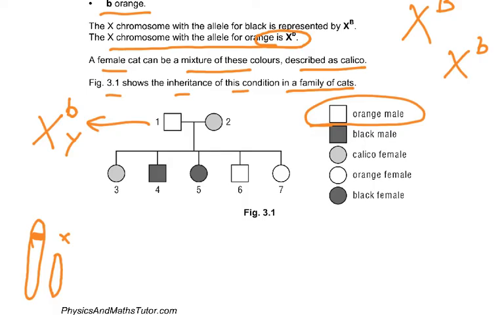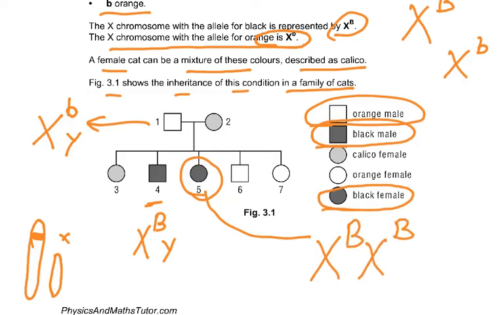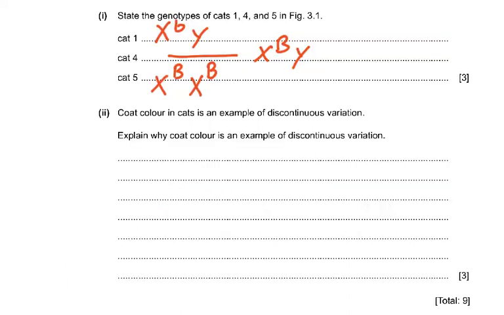Then what will be 4? What is 4? 4 is a black male. So black male would be this. So it would be X big B and Y, nothing on the Y. And then cat 5 is a black female. So cat 5 can only be X big B and X big B. Why? Because it was given in the question that big B is black. This would be the genotype, so this is how you would write it.